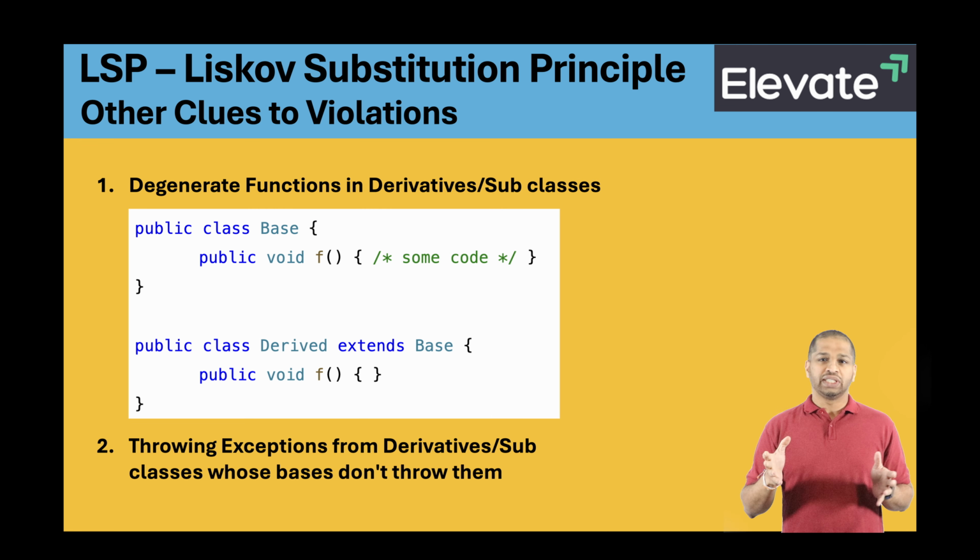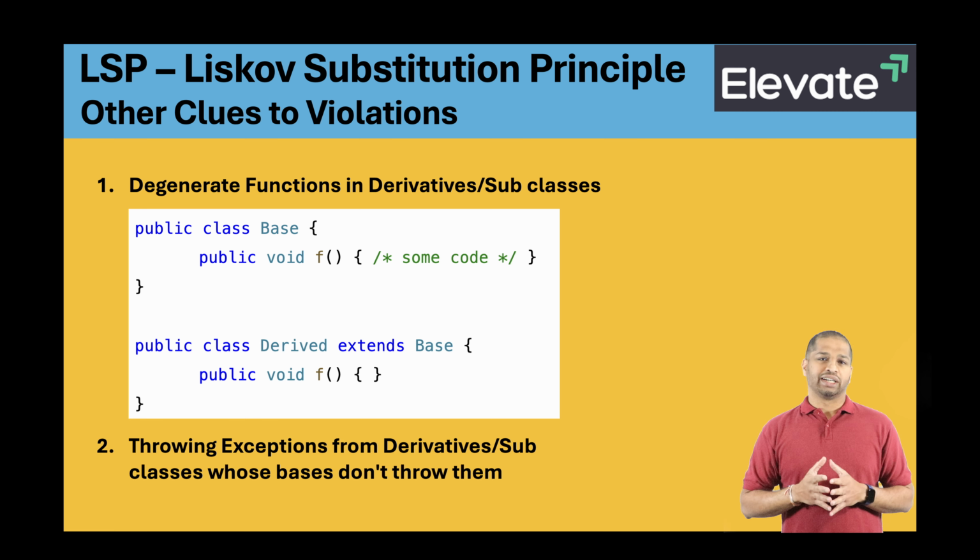Next, there are two other clues that direct us to find violations with regard to LSP. Degenerate functions in derivatives. The f function in base is implemented. However, in derived, it is degenerate. Presumably, the author of derived found out that function f had no useful purpose in derived. Unfortunately, the users of base don't know that they shouldn't call f, so there is a substitution violation.